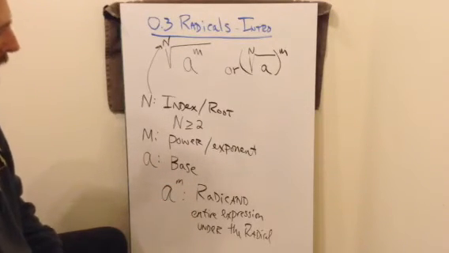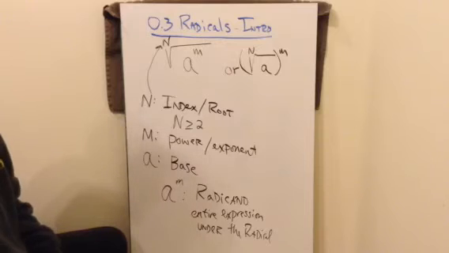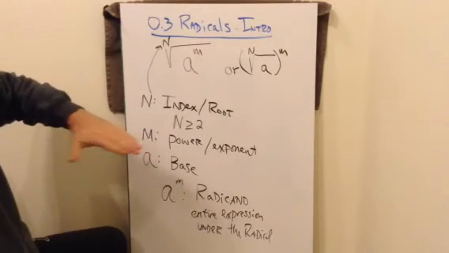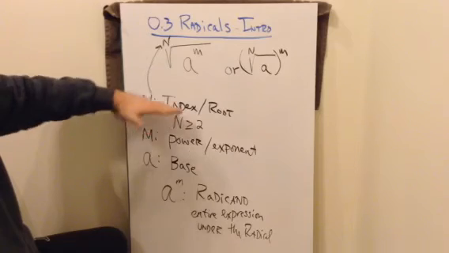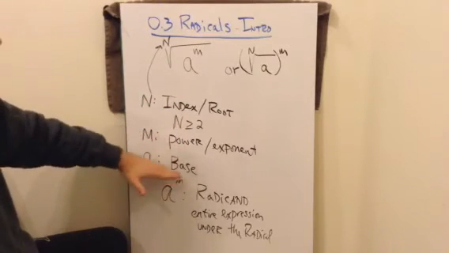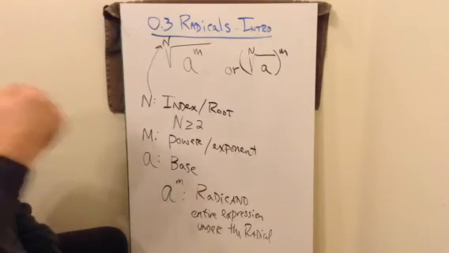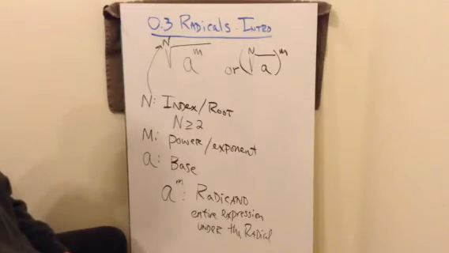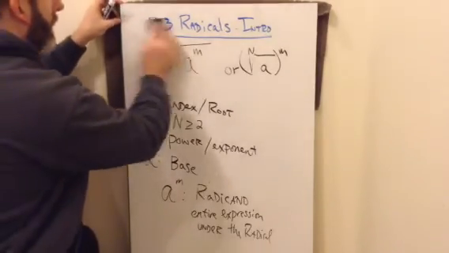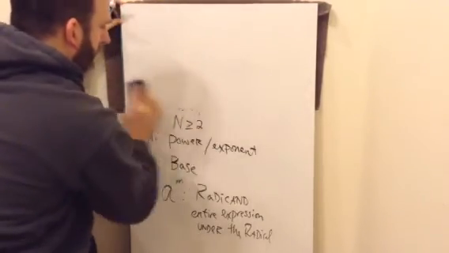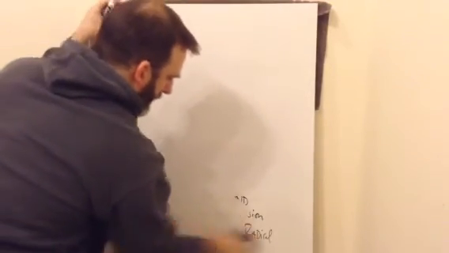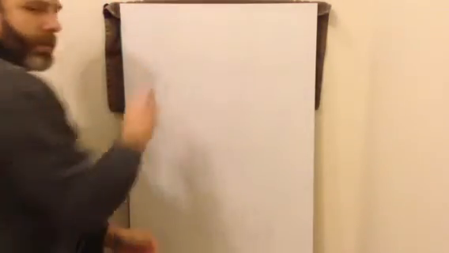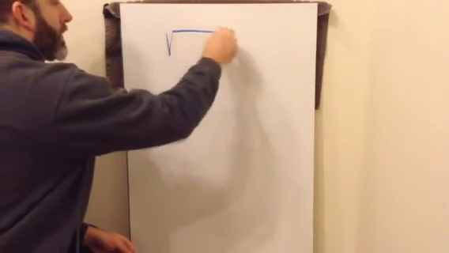So what I am going to do in this instance is erase, and I want to go through an example. I want to label the index or root, the power or exponent, the base, and the radicand. You'll see this on the homework, and this is something that I usually test on. Okay, so let me erase here. Okay, so here is a basic, let's do blue, here's a radical expression.